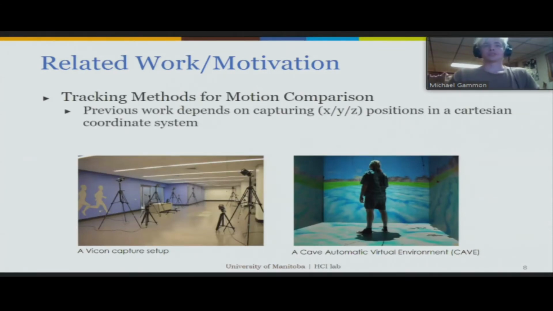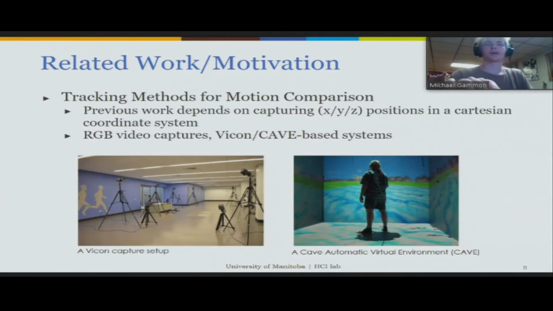So in previous work, the tracking methods for motion comparison typically depend on capturing X, Y, Z positions of specific features in the local Cartesian coordinate system and then drawing comparisons between them. In our literature review, we have seen examples of this using simple RGB video capture, where pixel positions are compared, as well as more accurate Vicon and cave-based systems. And such systems have two inherent disadvantages. First, the capture methods are inconvenient and non-portable.